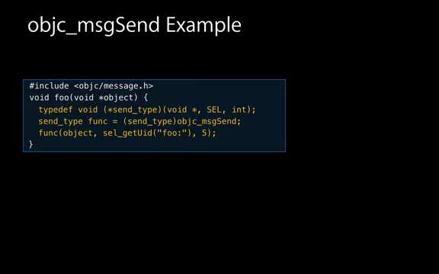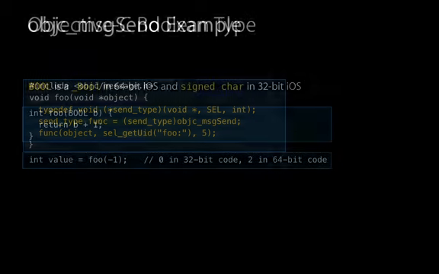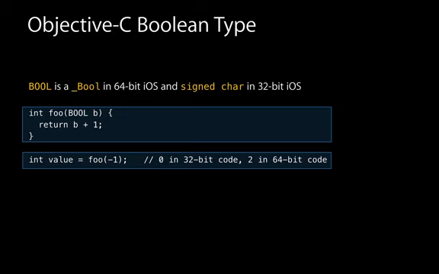Another place that we've tightened things up and taken advantage of our new ABI in ARM64 is the Objective-C Boolean type. If any of you were at Stump the Experts last night, this topic actually came up as a question. It was rather amusing. I'm like, I have a slide on that. It'll be great. So BOOL is basically now a bool type.